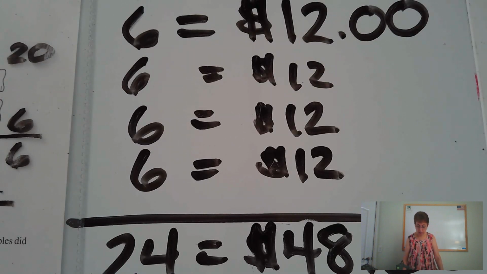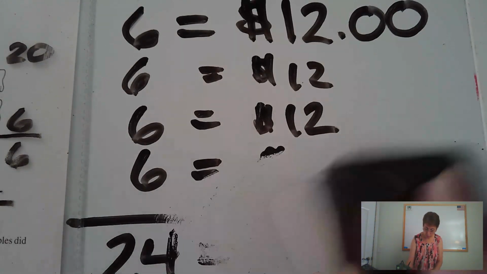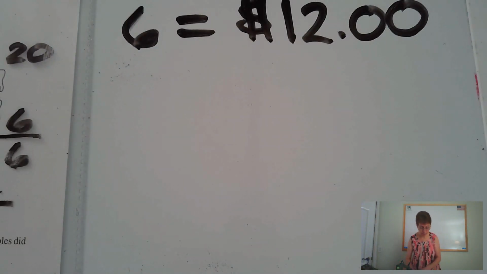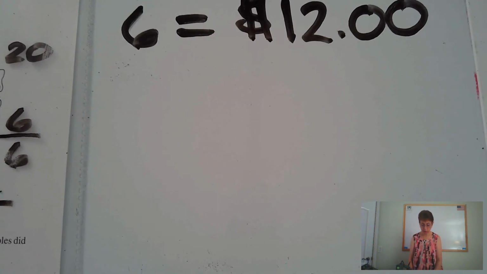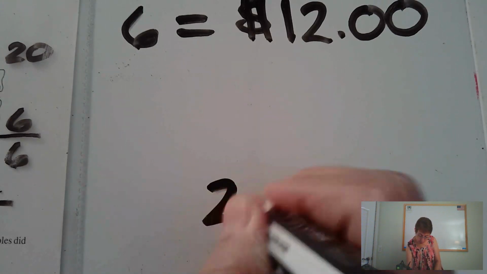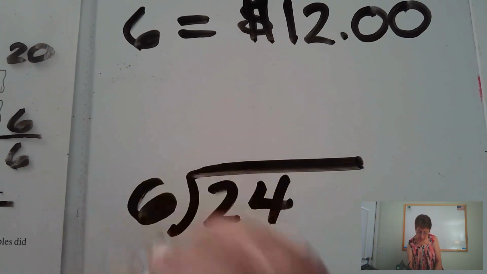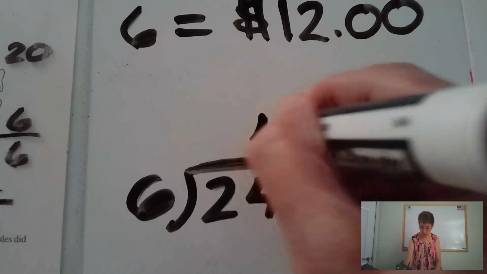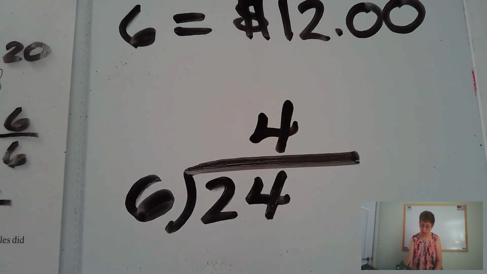Okay. And again, another way you could have done it would have been to say, well, every 6 golf balls cost $12, I need 24 golf balls. So if I need 24 golf balls, every time I have a group of 6, it costs $12. How many groups of 6 do I have in 24? You have 4. And then what would you do?